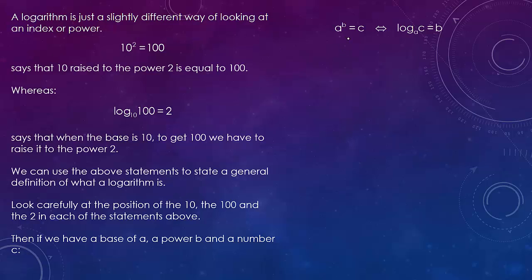A to the power B is equal to C if and only if log to the base A of C is equal to B. So this works in both directions, which is what the if and only if shows us. This is so crucially important. It's really important that you note this down. It's the actual definition of what a log is, and we can answer many, many questions if we just understand this.